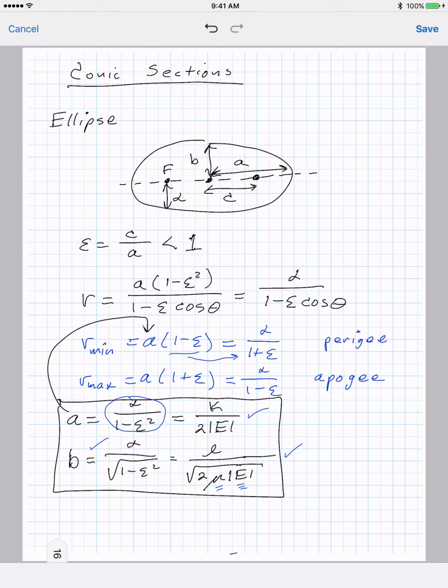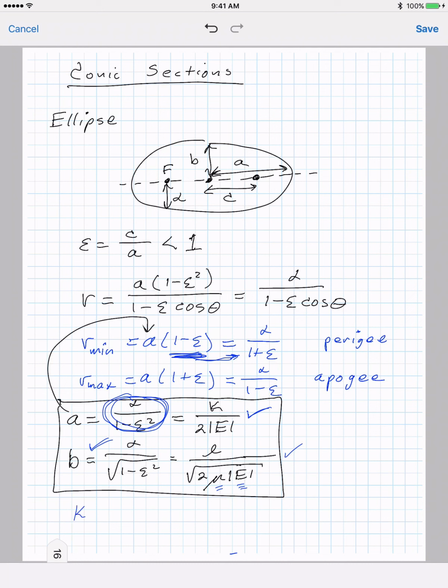And so here, if we bring this 1 minus epsilon down to the other side, I get this expression. And we can plug in and I get k over twice the energy. There's a similar expression for B in terms of alpha and epsilon. These are things that you can look up in tables. If they're needed on the next midterm, they'd be given on the equation sheet. But then B, the semi-minor axis, is given by the angular momentum divided by the square root of 2 mu times the total energy. And I just want to point out that we've proven now Kepler's first law.